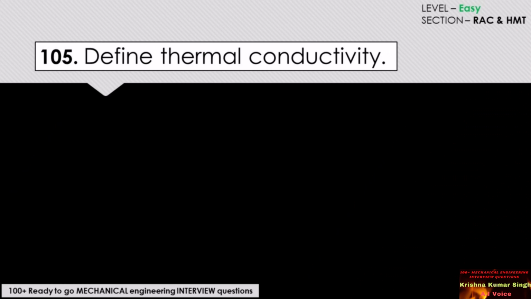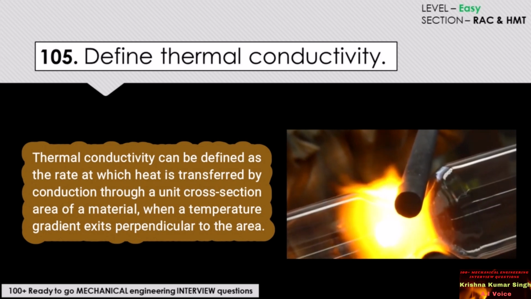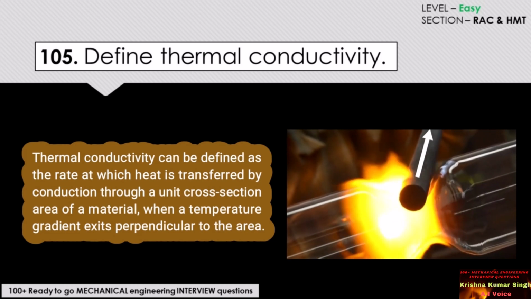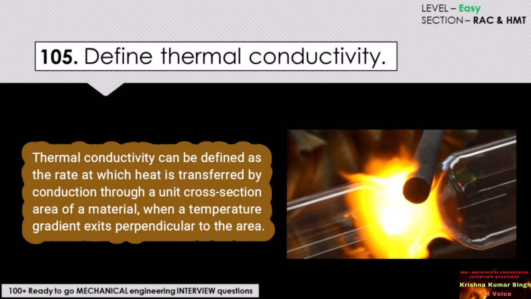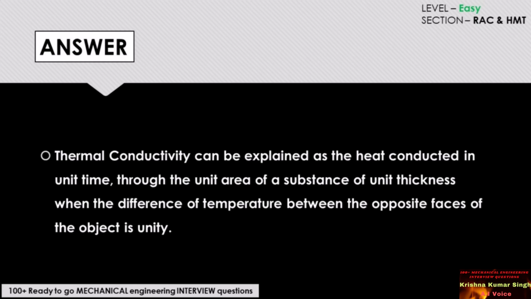Define thermal conductivity. Thermal conductivity can be defined as the rate at which heat is transferred by conduction through a unit cross-section area of a material when a temperature gradient exists perpendicular to the area. The answer to this question would be: thermal conductivity can be explained as the heat conducted in unit time through the unit area of a substance of unit thickness when the difference of temperature between the opposite faces of the object is unity.